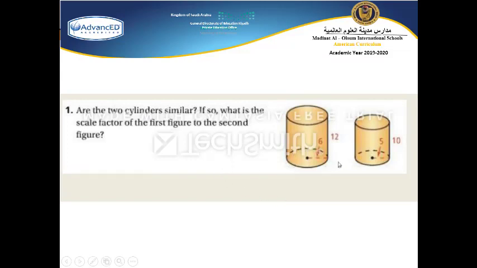Looking at these two cylinders, are the two cylinders similar? If so, what is the scale factor? Looking at this height 12 and its corresponding height 10, comparing them, 12 over 10, after simplifying we get 6 over 5. And dividing this radius by its corresponding radius in the other solid, we get the same scale factor, 6 over 5. Then the two cylinders are similar.